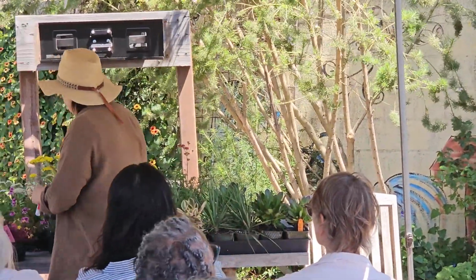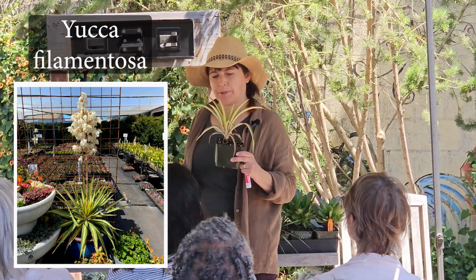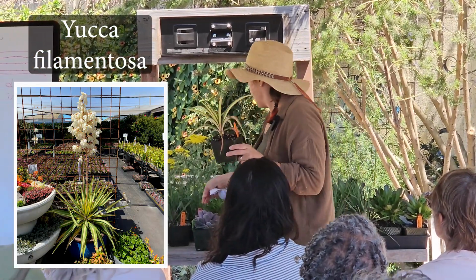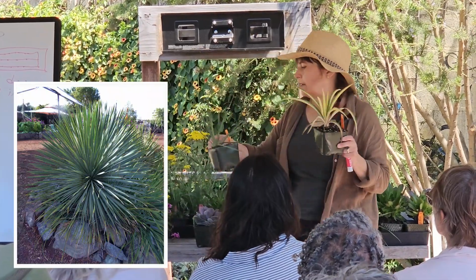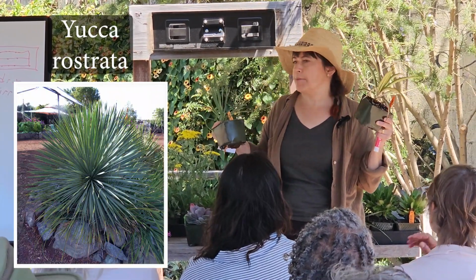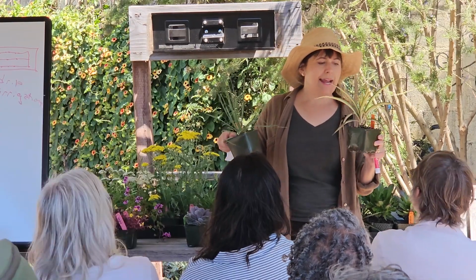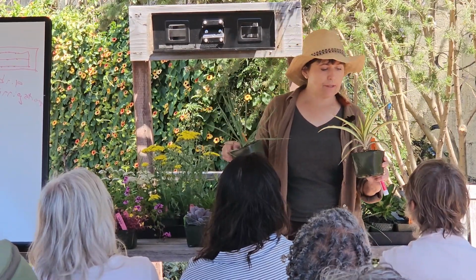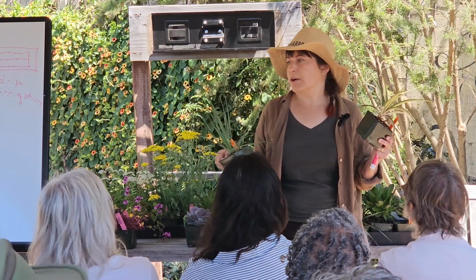Other plants that are like succulents would be yuccas. So this is a nice yucca filamentosa color guard. And then here's a simple yucca rostrata. These are desert plants, so they can be really super tolerant. And they aren't succulents. So they're a little bit less fragile and hopefully less stealable as well.